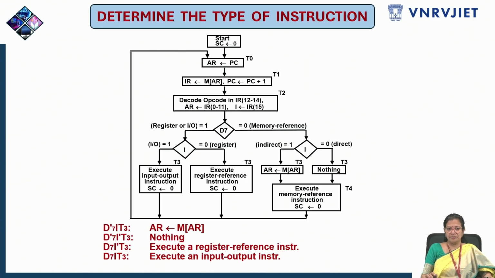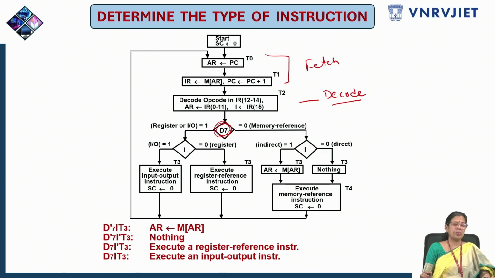Before execution, while it is decoding, it will identify whether it is a memory reference instruction, register reference instruction, or IO instruction. How does the processor identify this? The D7 bit is the one which determines it. If you look at this, these two are for fetch and this is for decode. So after that, execution should take place.